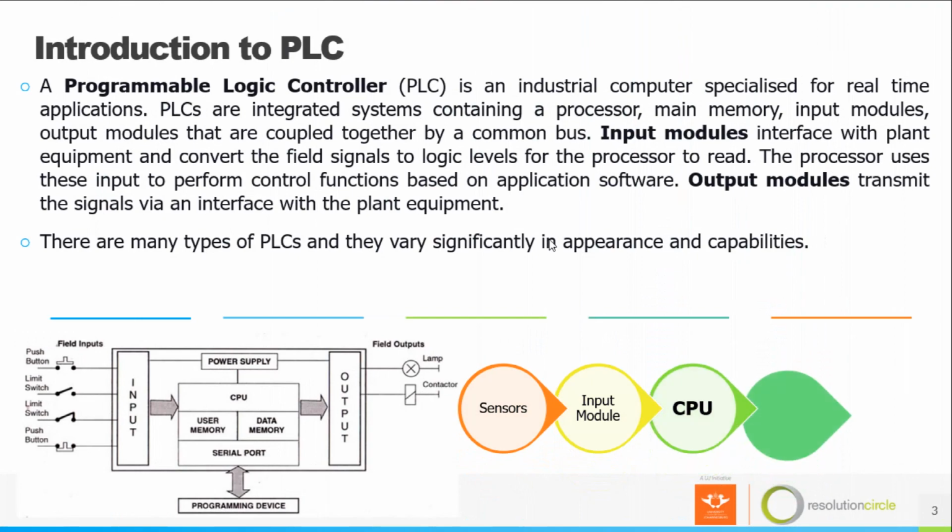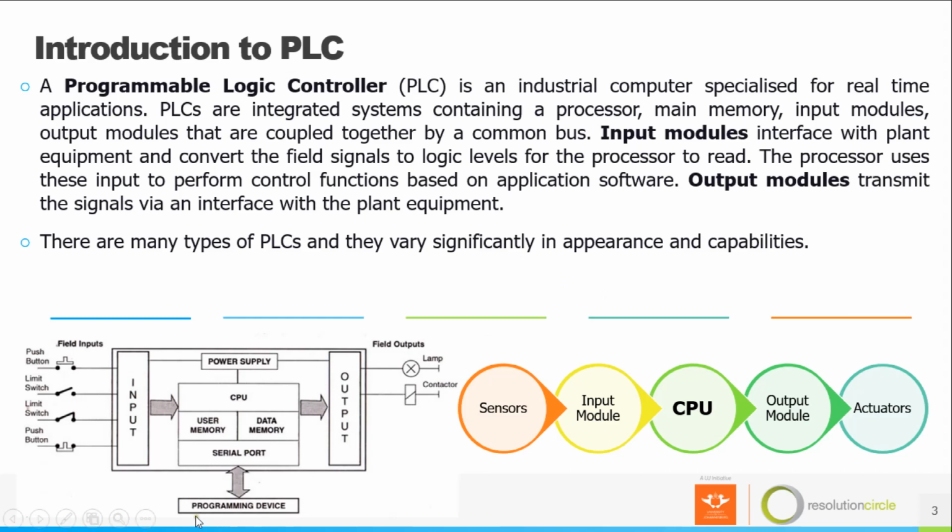PLCs are integrated systems containing a processor, main memory, input modules, and output modules that are coupled together by a common bus. Input modules interface with the plant equipment and convert the field signals to logic level for the processor to read. The processor uses these inputs to perform control functions based on application software. Output modules transmit signals via an interface with the plant equipment.